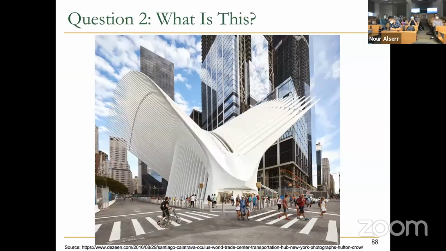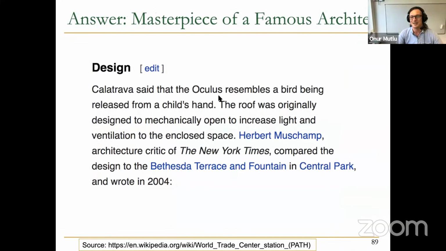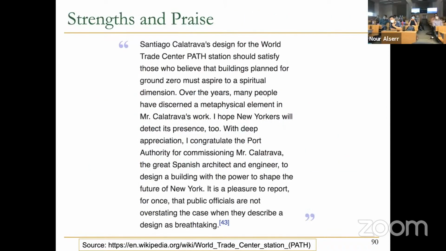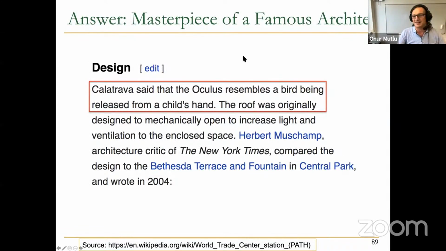I think my point is really principal designs over here. So Calatrava designed this to resemble a bird being released from a child's hand. So it's really based on the designs. And there was actually more thought in the design, like the roof was originally designed to mechanically open to increase light and ventilation to the enclosed space, etc. But it didn't work out that way because of cost constraints, as we will see.